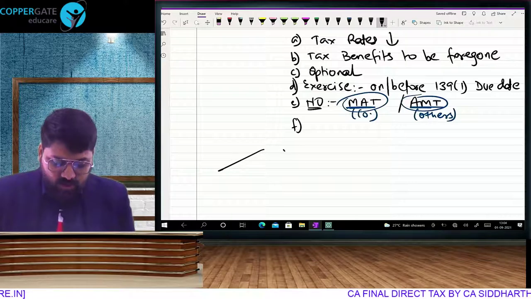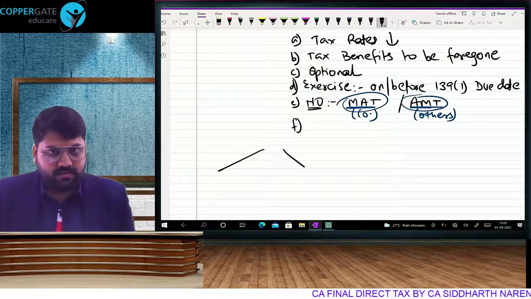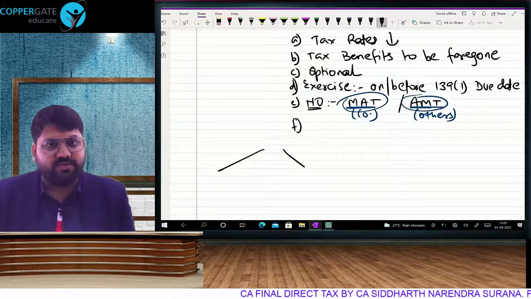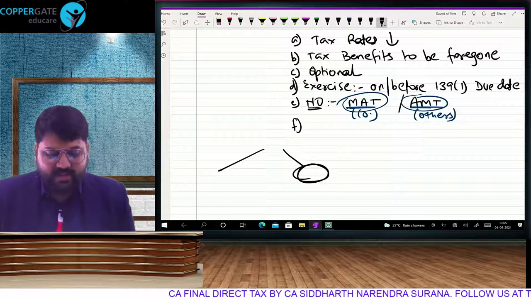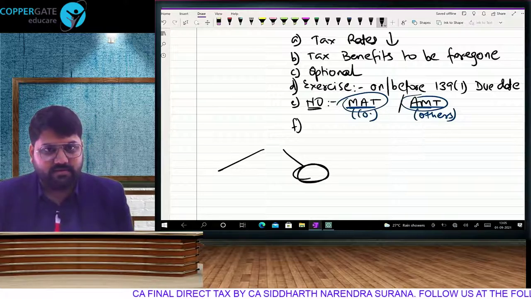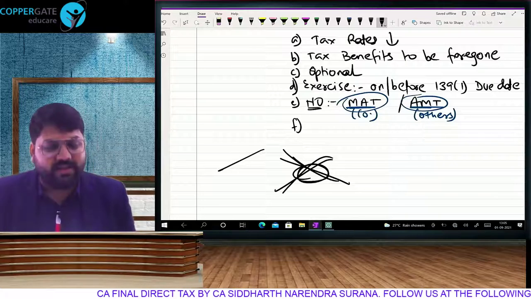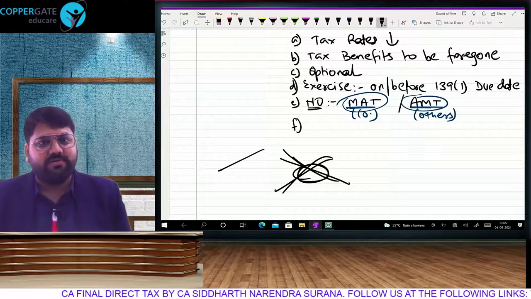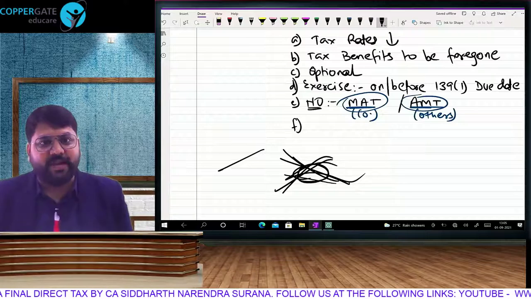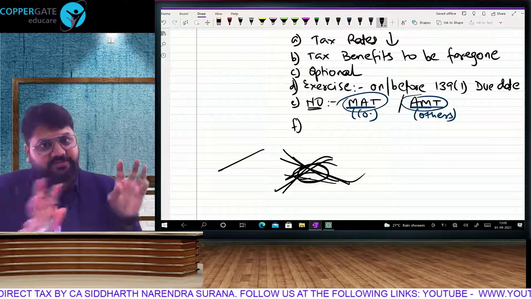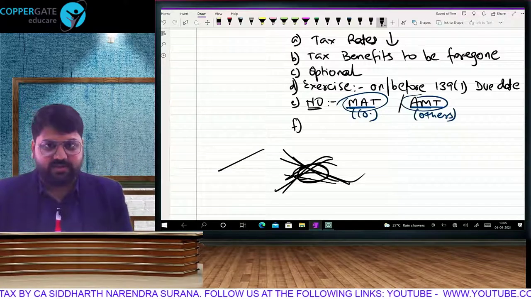Normal tax or MAT, whichever is higher. Come on. When I said Gujus, give me a cheer, you gave me a cheer, no? Minimum this much means if MAT is higher, that means you have to pay MAT. But if MAT is not applicable only, then whether it is higher or lower doesn't matter, no? Even if it is higher, you don't have to pay it. And same applies for AMT also. Only the assessee is different. MAT is for company, AMT is for others. Now understood?